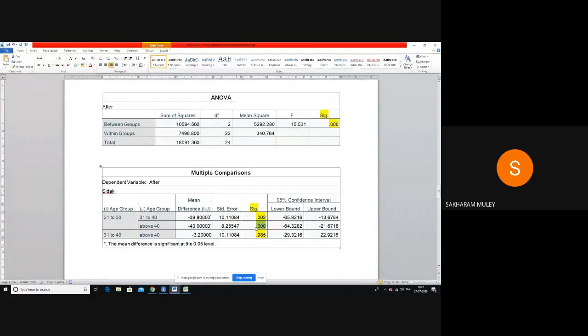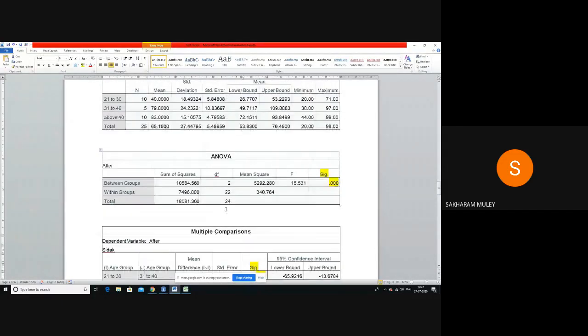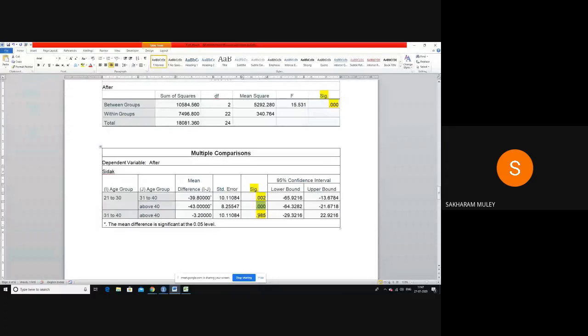Now, what about the other comparison, 31 to 40 and above 40? The mean score of 31 to 40 is 79.8 and above 40 the score is 83.00. So there is a difference, but this difference is not statistically significant because the p-value in this case is 0.985, which is greater than 0.05. We conclude that 21 to 30 when compared against 31 to 40 has a significance of difference. And which one is better? 31 to 40 is better.